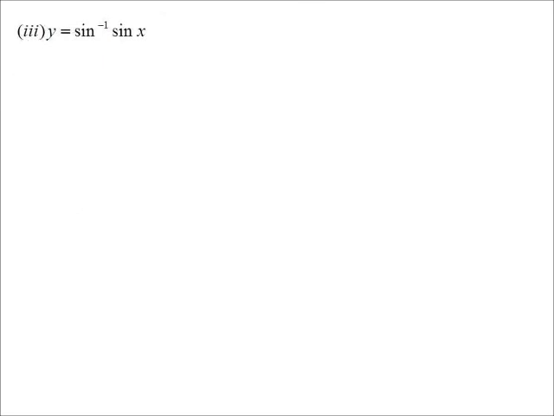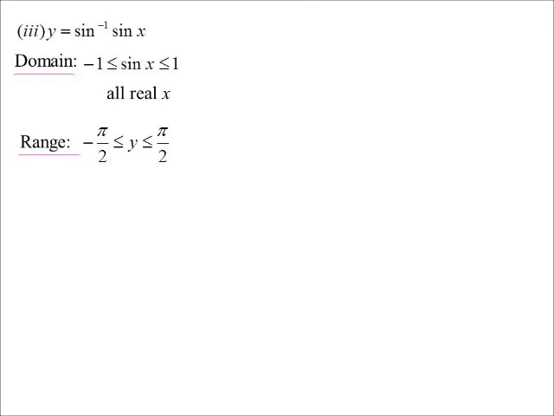The inverse sine of sine x. Very tempting just to draw the line y equals x. But we've got to consider our domain and range here. So the domain is normally in between -1 and 1. So we're going to say sine x is in between -1 and 1. Well, when is sine x in between -1 and 1? Well, it always is. So the domain will still be all real x. The range, however, will change, because it's the range of an inverse sine function. So my range will be between -pi on 2 and pi on 2.